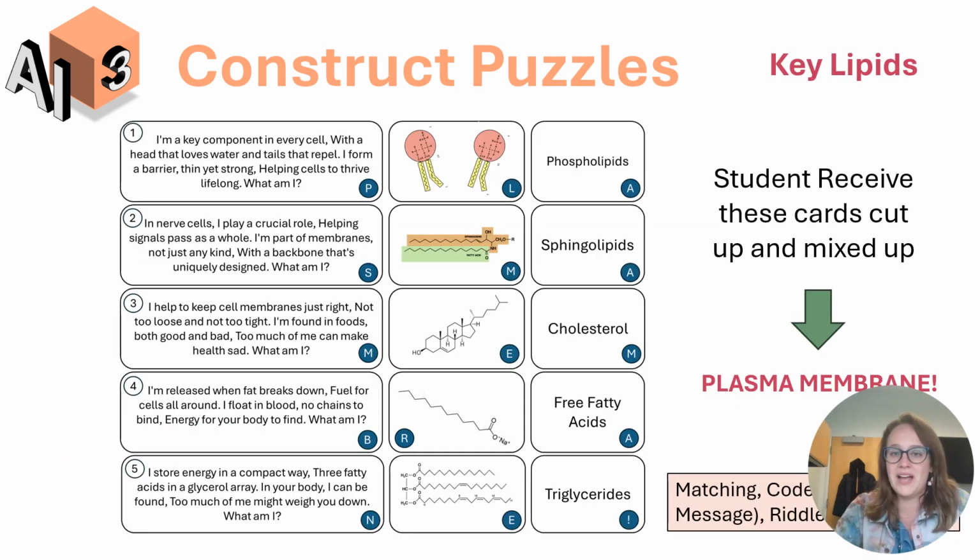So the first puzzle I want to show you guys is how we tested for key lipids. And this was a grid that we created where students received these cards that were all cut apart and mixed up. And the students had to then take these cards and put them in order from the riddle on the left-hand side, the structure in the middle, and then the name. And so this was an example of a matching puzzle as well as a riddles, and those riddles were all generated by use of AI. And then when they put them in order of 1 through 5, if they looked in the corners, what they got was a code that spelled out the word plasma membrane. And so this was the code ultimately that they had to use in an escape room to come and tell me as a facilitator to get on to the next stage of the game.